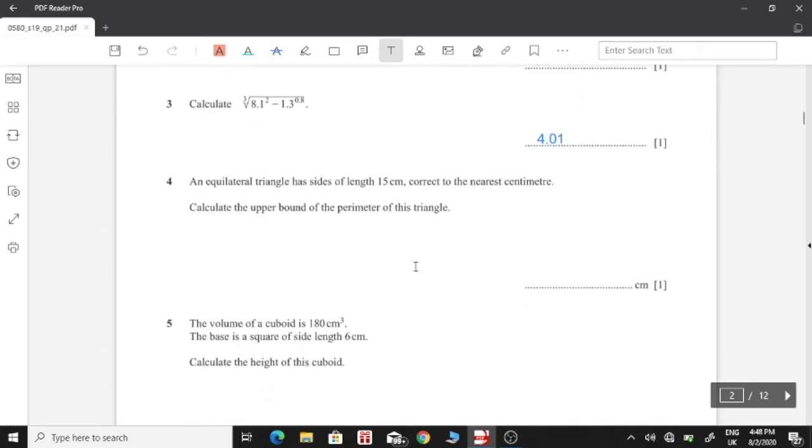An equilateral triangle has sides of length 15 cm, correct to the nearest centimeter. Calculate the upper bound of the perimeter of this triangle.